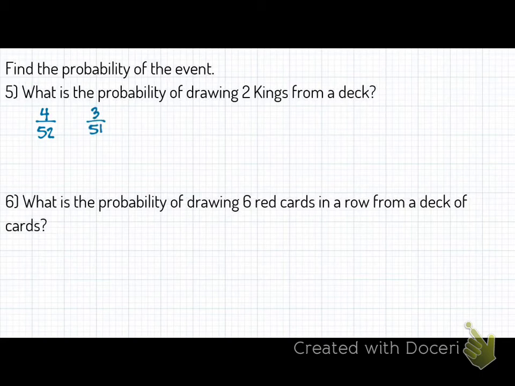Okay, so what's 4 times 3? 12. Okay, good. And what's 52 times 51? Top of your head. Let's go. Quick. Nice. 2,652. You got that, Jasmine. Right? I want you to use a calculator. Okay, now I could simplify this, but check this out.